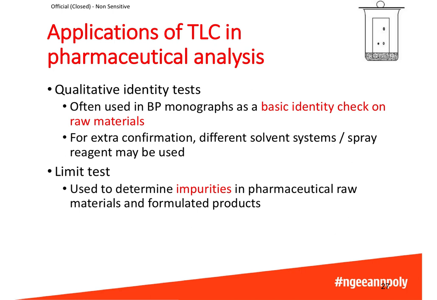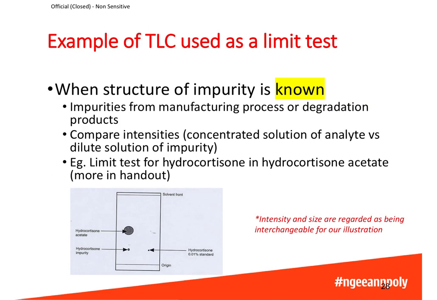TLC can also be used in limit tests for impurities in pharmaceutical raw materials as well as formulated products. Let's take a look at two examples of limit tests. In some limit tests, the structure of the impurity is known. These impurities could arise from the manufacturing process, or it could be degradation products of the drug substance. A TLC is run with a sample and a standard. The sample is a concentrated solution of the analyte, and the standard would be a dilute solution of that known impurity. One example is the limit test for hydrocortisone in hydrocortisone acetate.